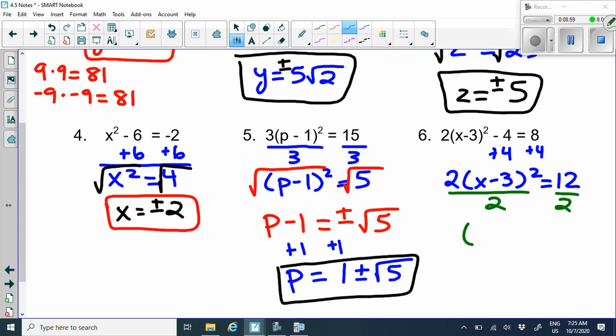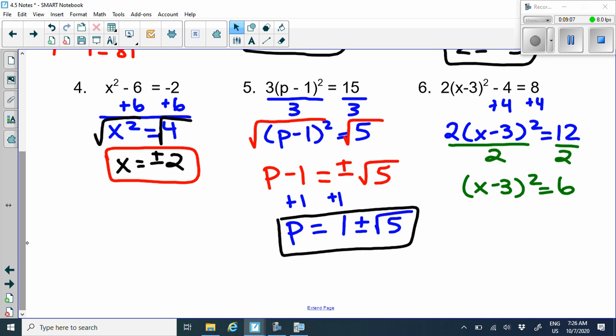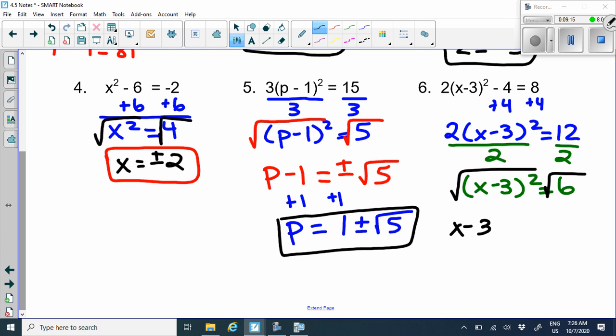So now I get x minus 3 squared equals 6. And now that I got my base squared all by itself, so the x minus 3 all by itself, I can take the square root. So I get x minus 3 equals, is 6 a perfect square? No. Is there a perfect square that goes into 6? Not really. So just like we did on number 5, I'm going to have plus minus square root of 6.